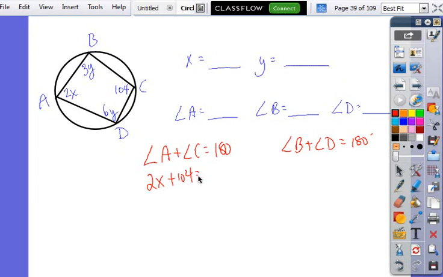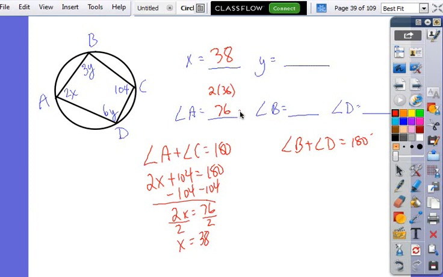I would need to solve that equation. So I would subtract the 104, and you wind up with x being 38. So I can fill that in. Angle A, how much is angle A then? How would I find that? 38 times 2. I know that angle A is 2 times x. X is 38, so this is 2 times 38, which is 76.